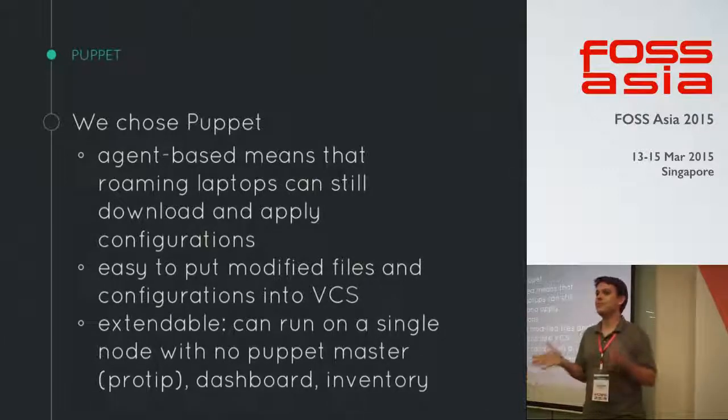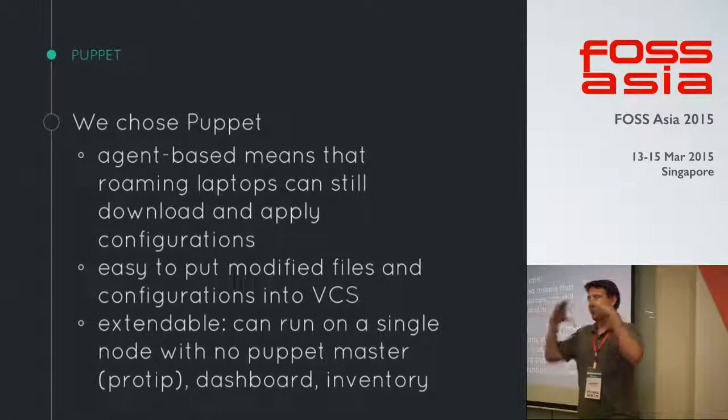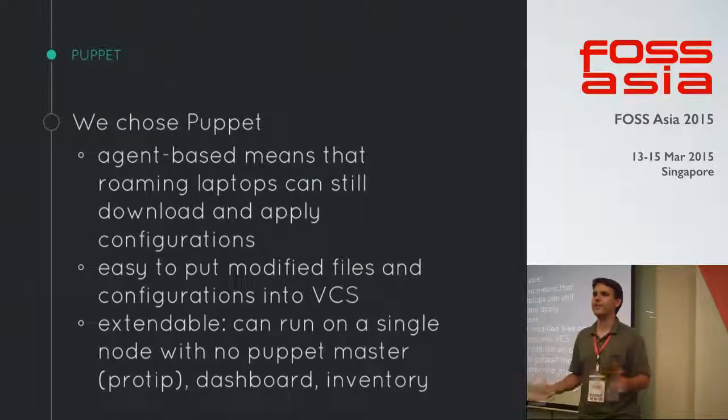So the point of using a configuration tool like Puppet is that you can define the state of your computer, and you just describe the state that you want your computer to be in. You declare it to be so, and the computer handles all of the details of getting into that state.